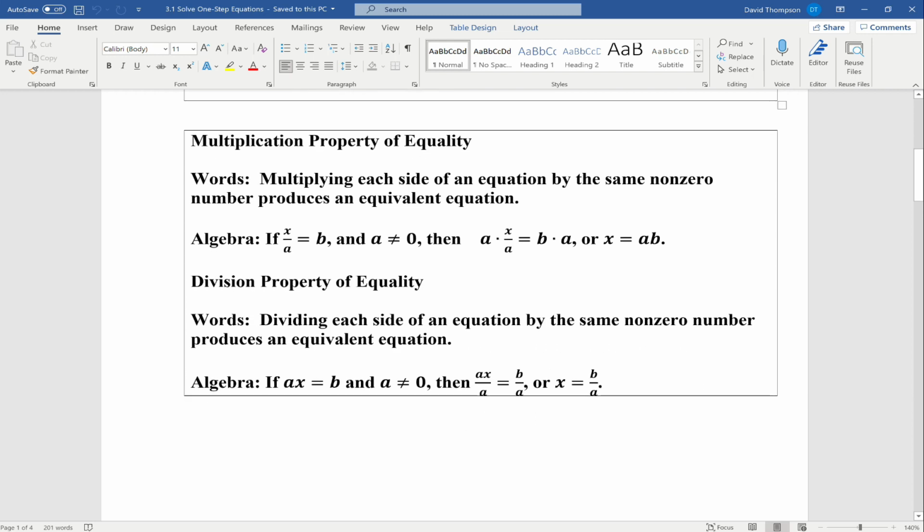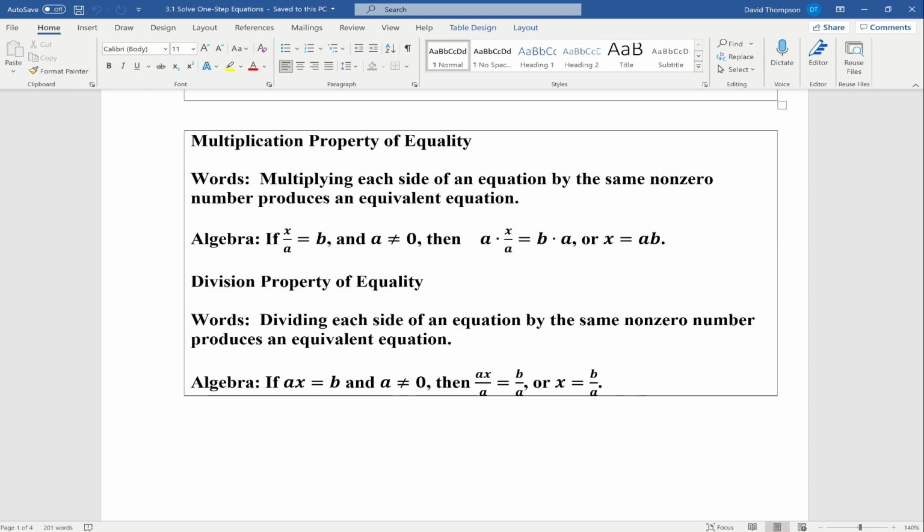The multiplication property of equality. In words, we say multiplying each side of an equation by the same non-zero number produces an equivalent equation. In algebra, we say if x divided by a equals b and a does not equal 0, then a times x divided by a equals b times a, or x equals a times b.